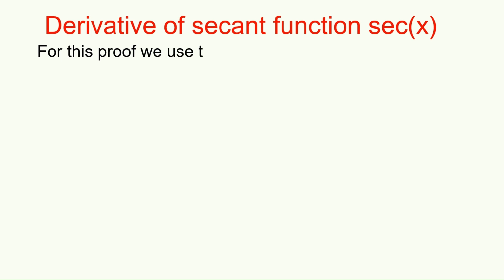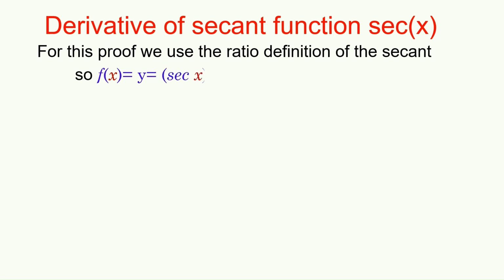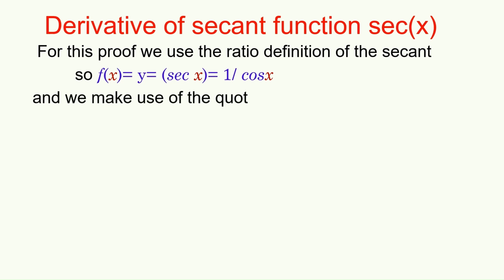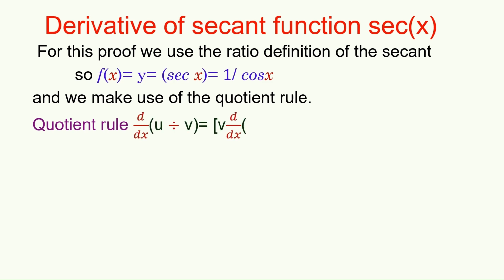Derivative of secant function sec x. For this proof, we use the ratio definition of the secant. So f(x) = y = sec x = 1 divided by cos x, and we make use of the quotient rule. Quotient rule: d/dx (u divided by v) equals v times du/dx minus u times dv/dx, divided by v squared.